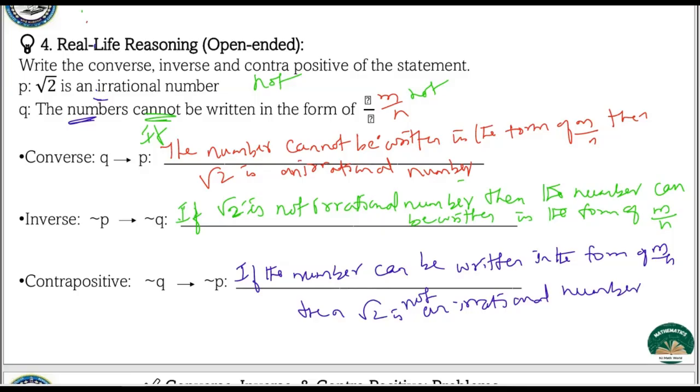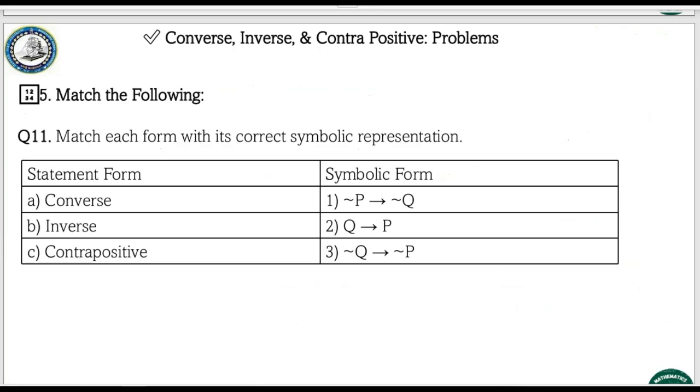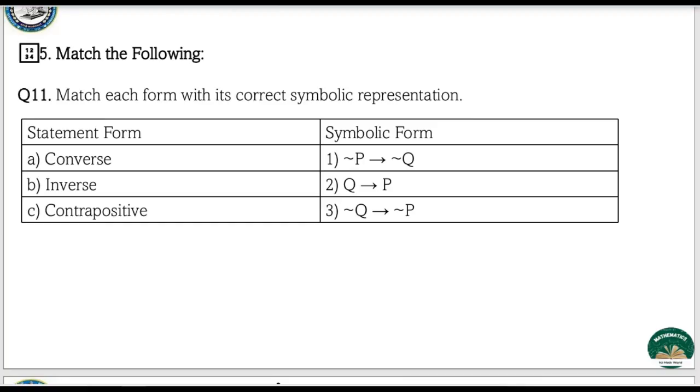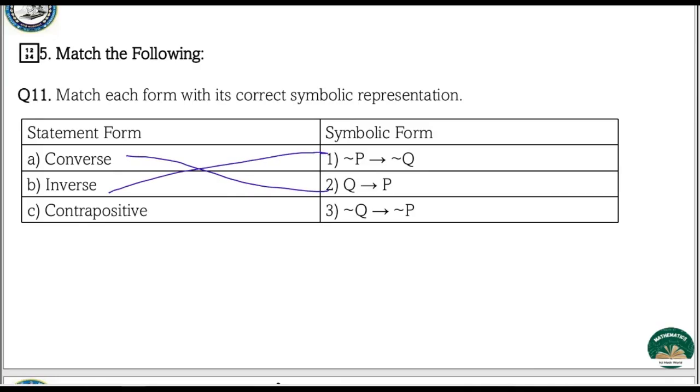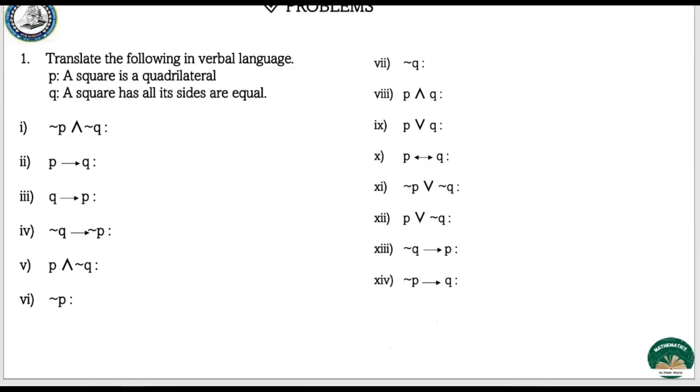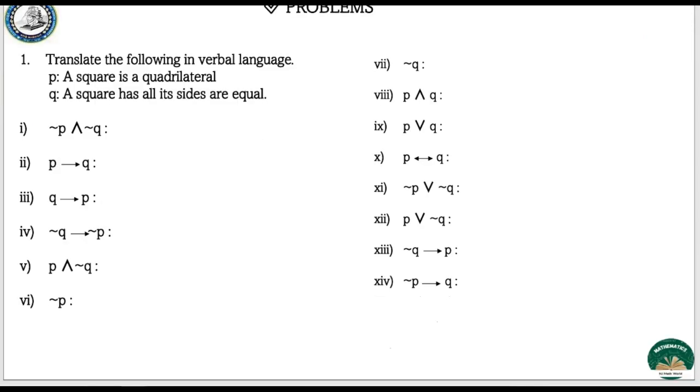Then moving on with the next question, we have match the following. Converse is q implies p. Inverse will be negation p implies negation q. Contrapositive will be negation q implies negation p. So next we have write the statements. Translate the following in verbal language.